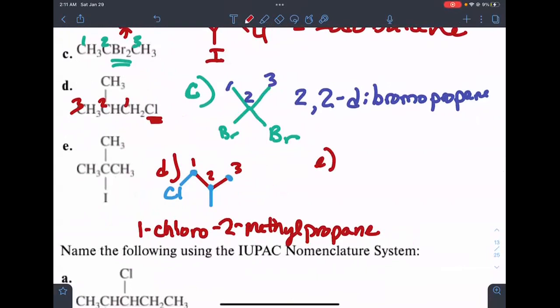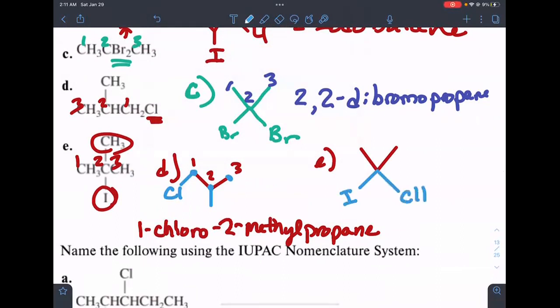So in E, when we're looking at E, if we look at our longest continuous chain, that'd be 1, 2, 3, right? And then coming off of 2, we have an iodine and a methyl. So we do the same thing, 1, 2, 3. And then off of that second carbon, we have our substituents. And if you want to do your substituents in a different color, just so it's easier to see, there's your iodine. And here is your CH3, but we don't have to write it. We just leave it like that.